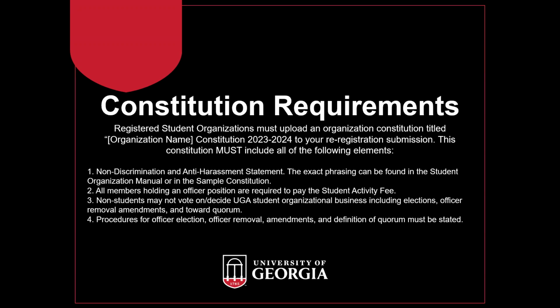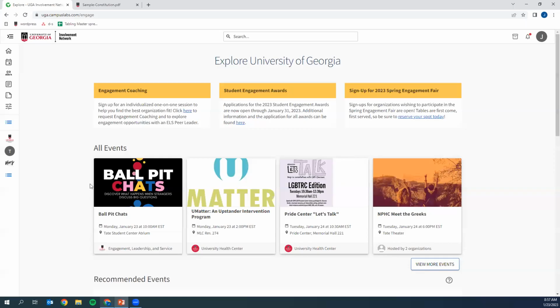Lastly, before you begin your registration submission, you will need to make sure you have a constitution that has all required parts. You can use our sample constitution as a baseline and then input information specifically to your organization. The constitution must include the non-discrimination and anti-harassment statement, the requirement of an officer to pay the student activity fee, that non-students are unable to vote on UGA student organizational business, and the procedures for officer election, removal, amendments, and the definition of quorum. Once these steps are approved, you are ready to go to the Involvement Network.